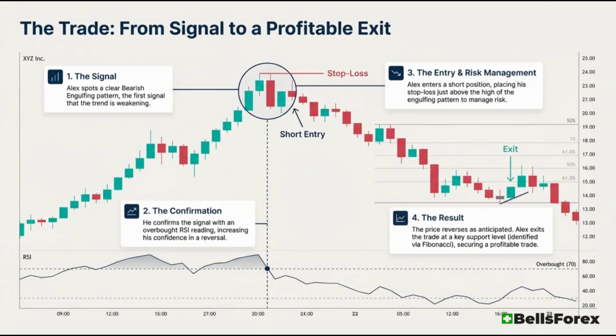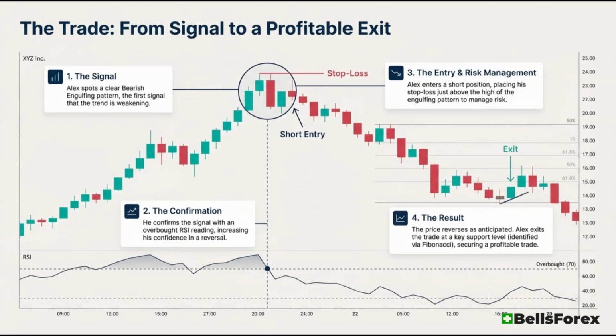This means the momentum of the previous weeks was likely unsustainable. The pattern said reverse, and the indicator said exhausted. This increases his confidence dramatically. So with that high probability confirmed, Alex decides to enter a short position, anticipating the reversal to continue. But he doesn't just jump in unprotected. And this is crucial. He places his stop loss just above the highest point reached during that engulfing pattern. This is his line in the sand. If the price rallies back above that, his analysis was wrong, and he minimizes his loss automatically.